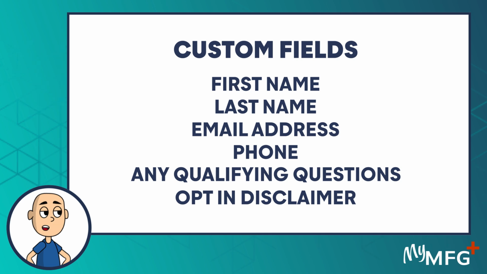Now, there are already standard fields, and that would be the NAP, or the name, address, and phone number. First name, last name, email address, phone number. There's already standardized fields in the system. You don't really have to do anything except drag and drop those onto your form. But any qualifying questions or an opt-in disclaimer that you may want to put in, then you do need to create those custom. So let's get in there.